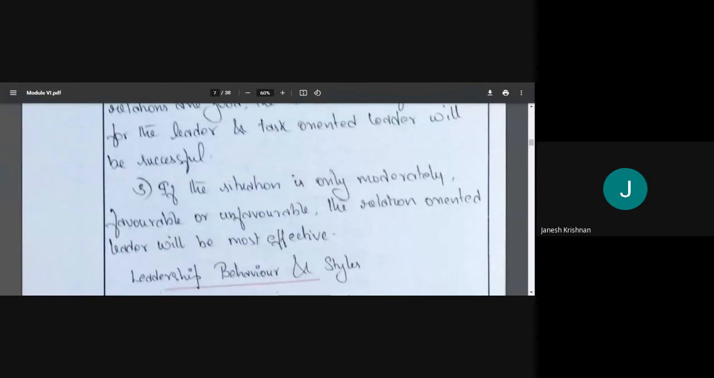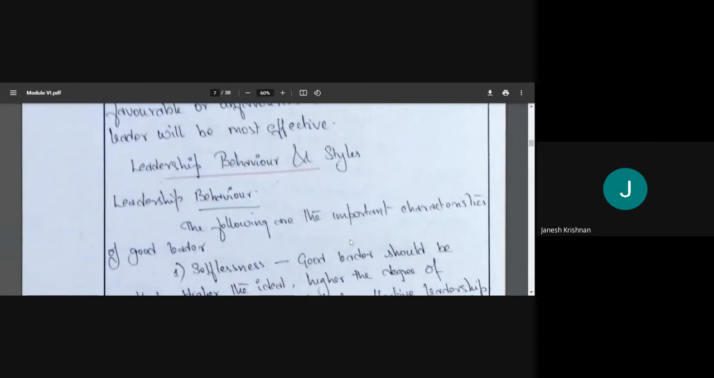So three questions may come. One is, what is the contingent approach? Then dimensions of leader, and what are the leadership styles according to Fiedler. Okay. Next topic is about leadership behavior and styles. We'll see that in the next class in detail.